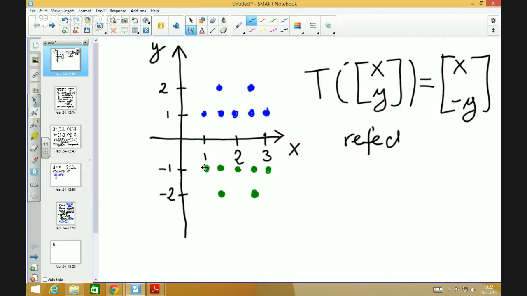Oh, not reflection. That's something that's got to do with eating. It's got to do with eating, reflection. But we are going to do something related to mirrors, namely reflection on the x-axis.